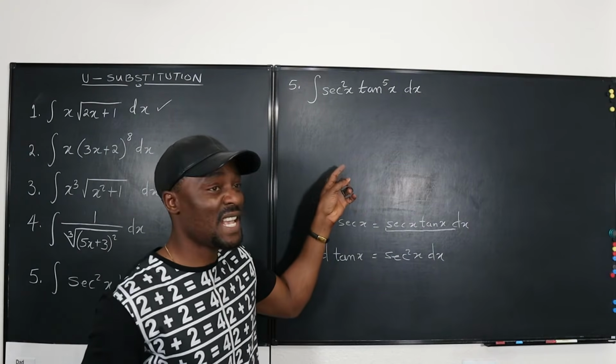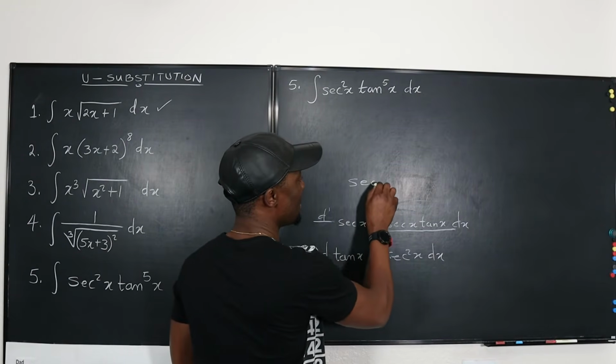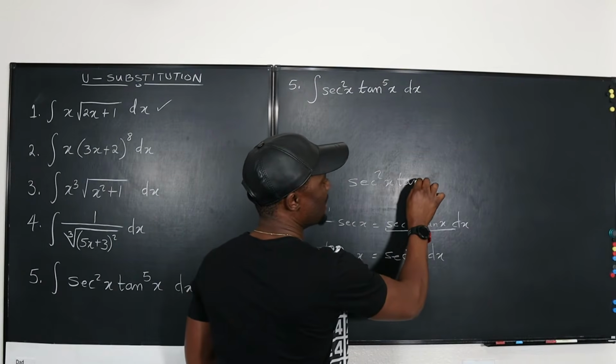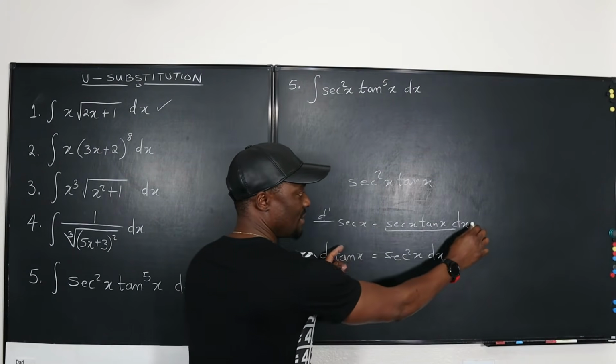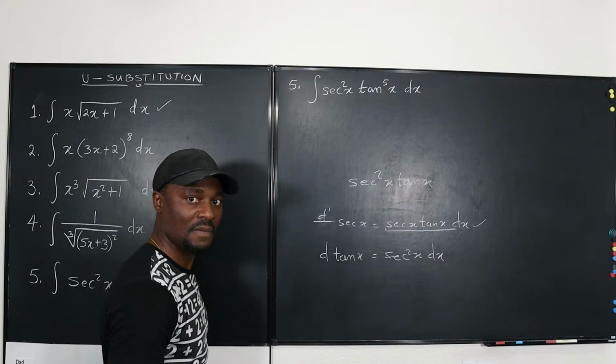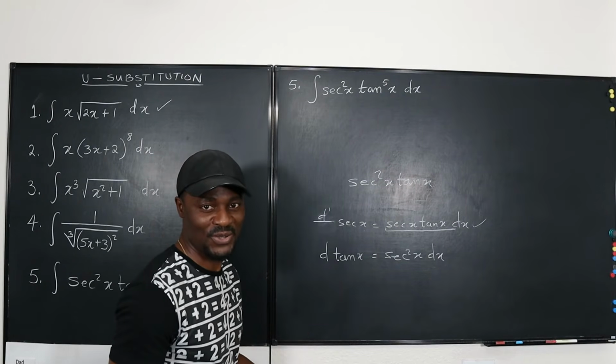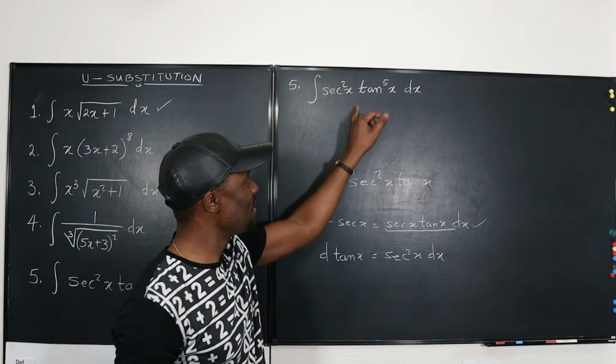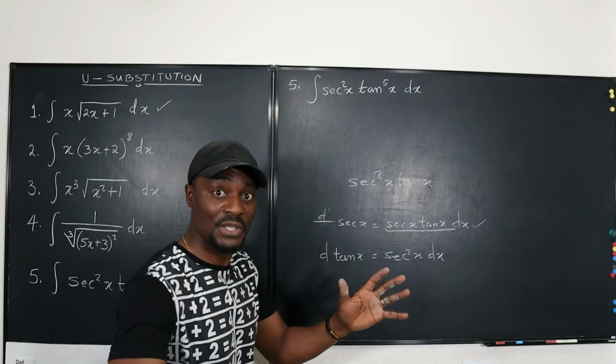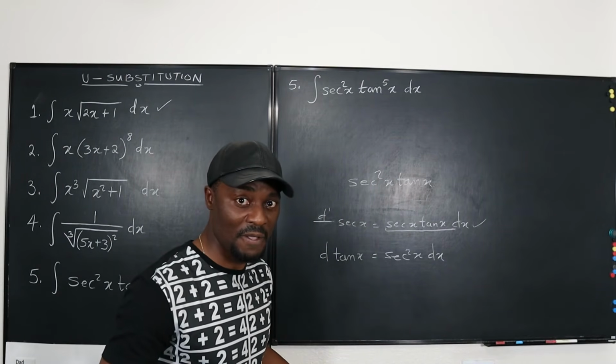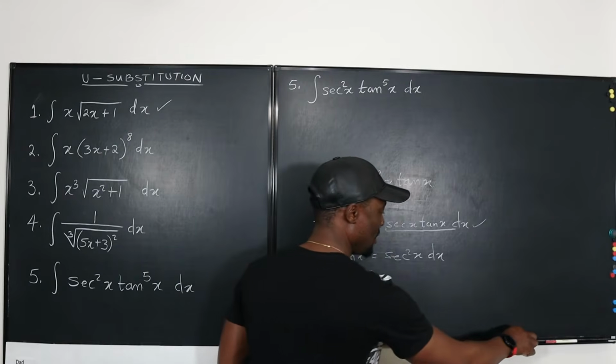If it was something like secant squared x tan x, then better. This is a good strategy for you to take. Whichever way you go will be correct, okay? But I'm just saying you can use the secant x option here, but there'll still be some tan x that you can't get rid of, okay? So let's see our choice.